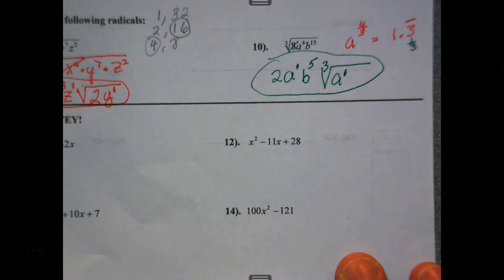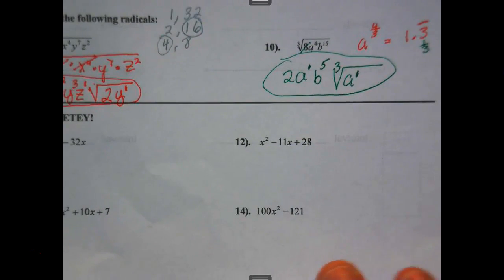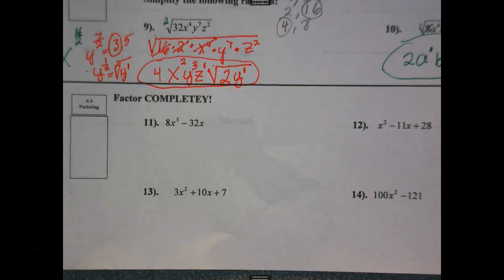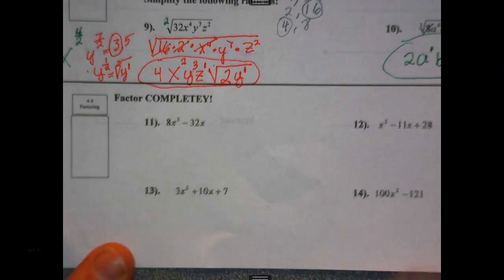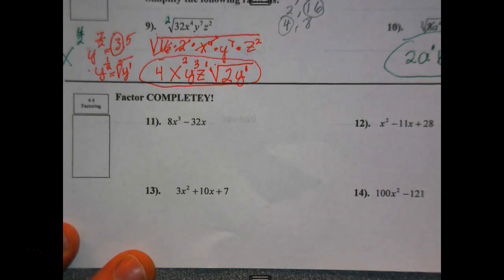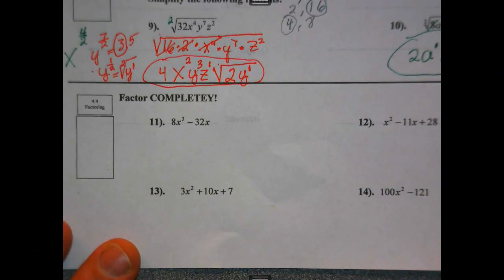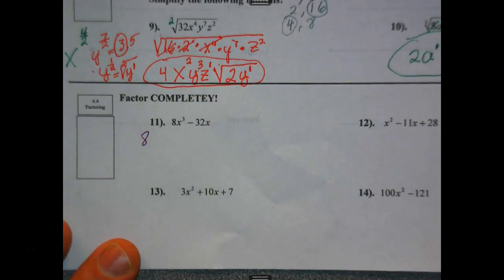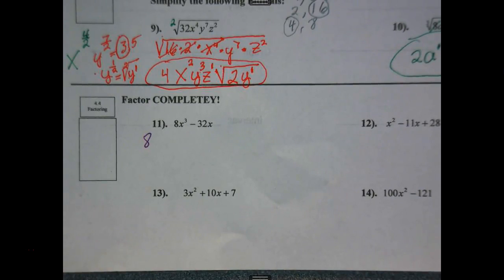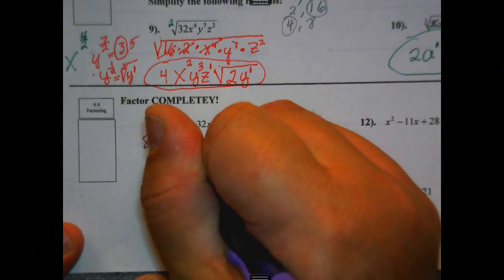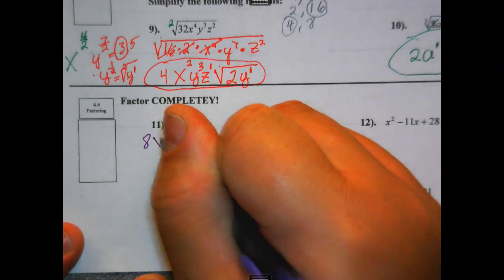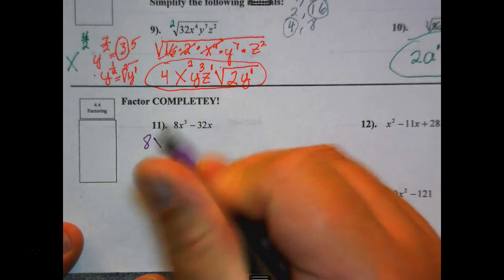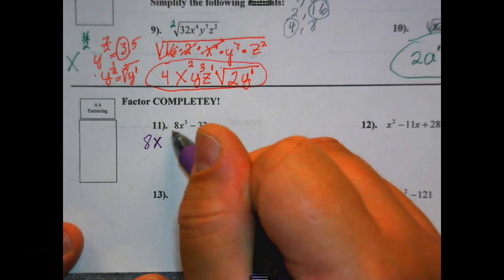Factoring. What's the first thing you do for factoring? Yeah, take out the greatest common factor, actually. What's the greatest common factor? Let's look at the numbers, 8 and 32. 8. How about the x's? I have x cubed and x to the first. How many can I take out? I have 3 x's here, 1 x here. How many can I take out at the same time? Just one of them.